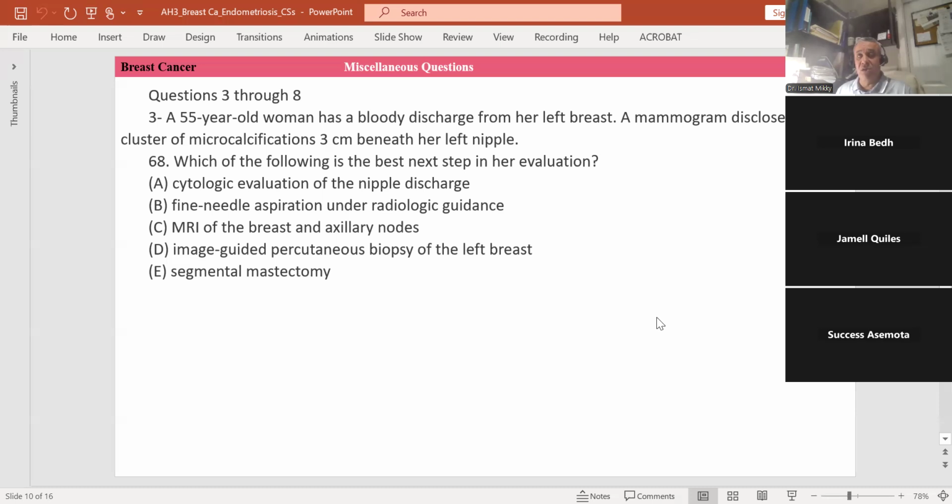So cytology is a screening tool, and in the presence of significant risk factors for cancer, a tissue diagnosis is mandatory. It has to be done. The imaging studies are also screening tools with a false negative and false positive rate. When you do these imaging studies, there's always room for error, so it's not accurate, making such studies inappropriate for diagnosis. So that's why the image-guided percutaneous biopsy was the correct answer.